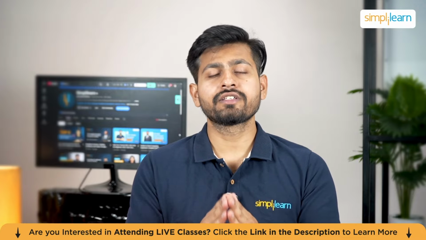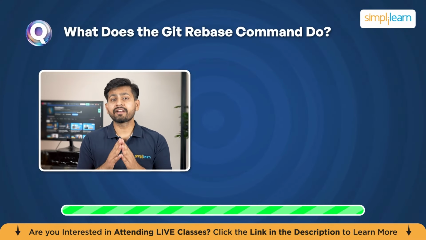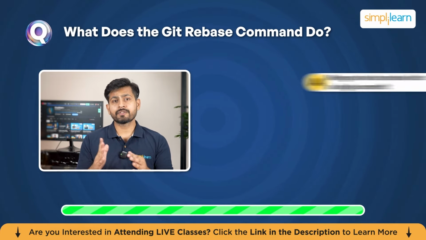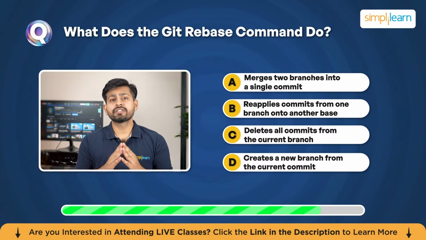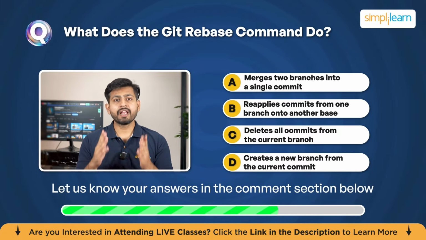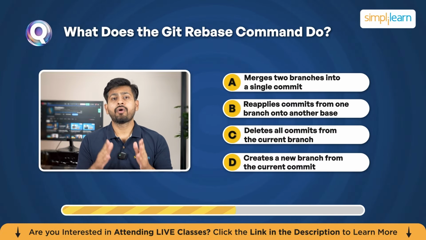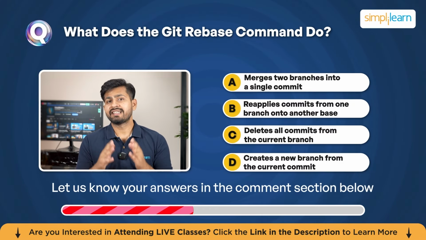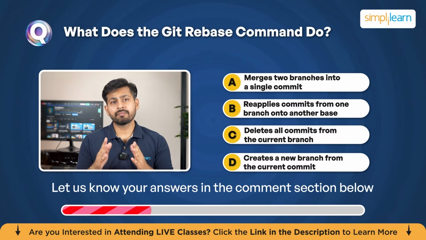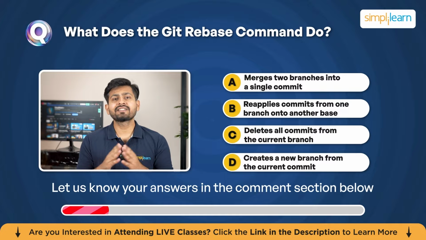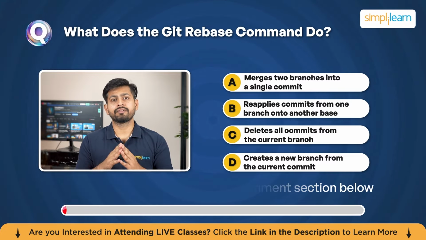Now, here's a short quiz to test your knowledge. What does the git rebase command do? And your options are: merges two branches into a single commit, reapplies commits from one branch onto another base, deletes all commits from the current branch, or creates a new branch from the current commit.